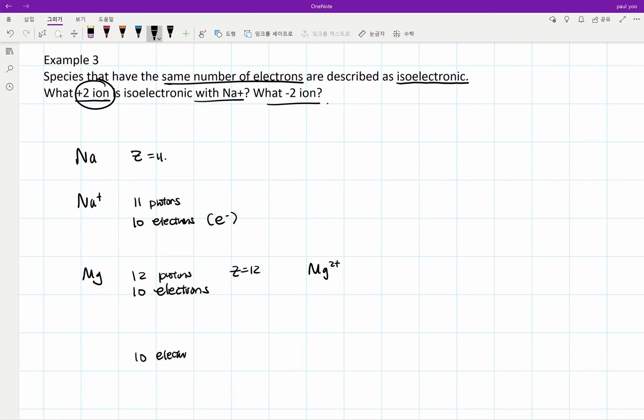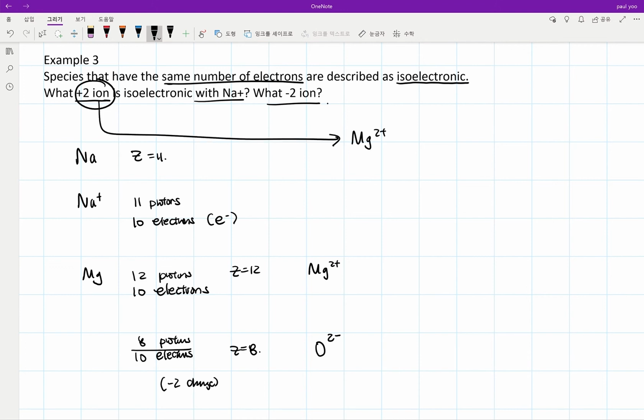And for minus 2, 10 electrons with 8 protons will give a minus 2 charge, and an atom that has Z number equal to 8 will be oxygen. So the answer will be the magnesium plus 2 ion, and the oxygen minus 2 ion.